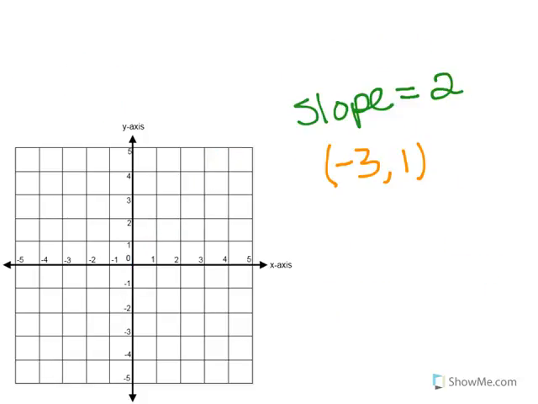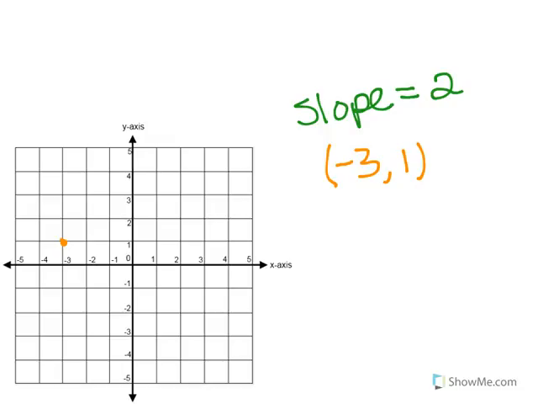Now say you're just given the slope of a line and a point that it passes through. This is pretty easy. What we're going to do is start by plotting this point. So we go -3 on the x-axis and +1 on the y-axis. And then we're just going to use this slope to graph from that line.